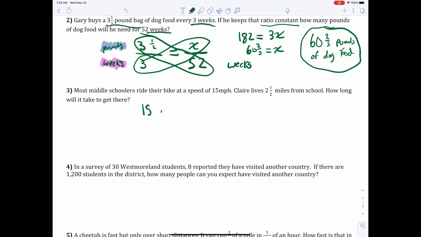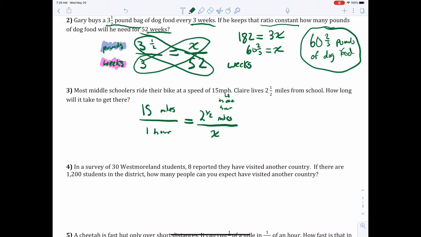15 miles per hour. That per hour means in 1 hour. That's what per means. So 15 miles in 1 hour. So there's our first ratio. This is miles and hours. We're going to set it equal to, well, how far does she have to go? 2.5 miles. Then, we're not sure how long it's going to take, so that's x.